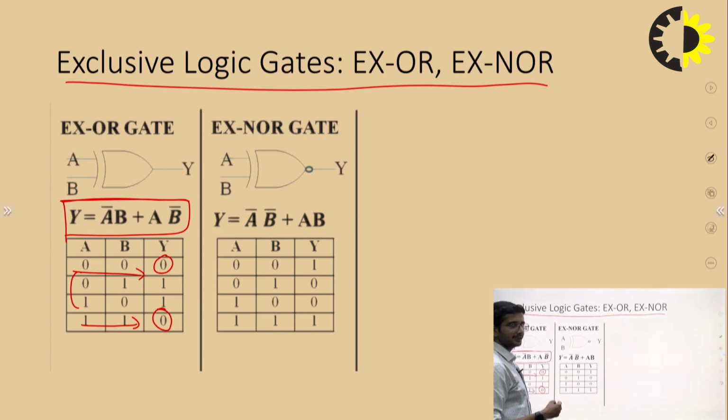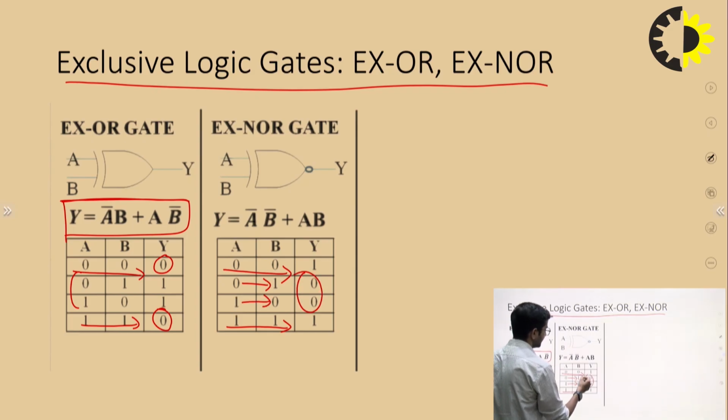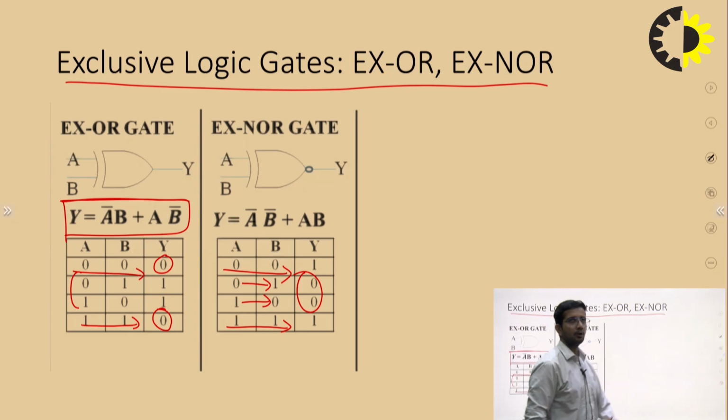Whereas in the case of the XNOR gate, for the same input, the output is 1. And for different inputs, the output is 0. So XOR and XNOR are nothing but the complement of each other.